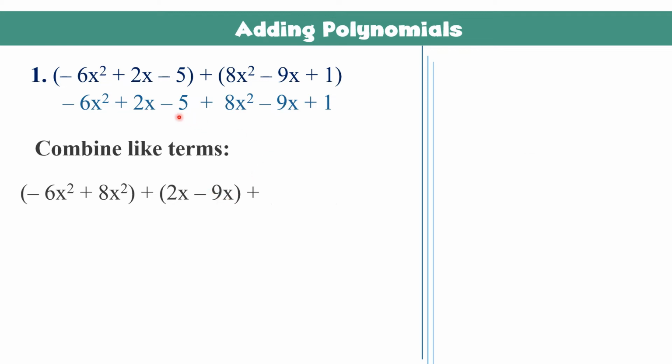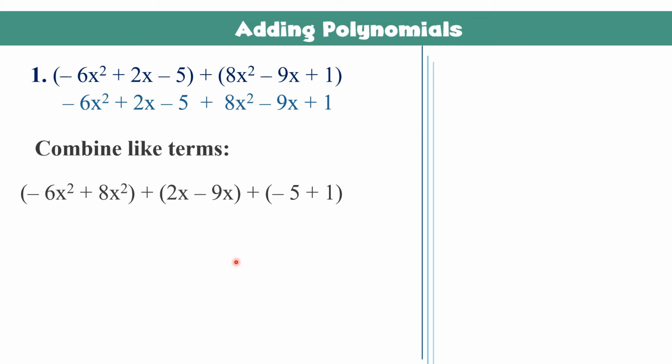Then we still have a term here, negative 5, and this one is a constant term. Therefore, we may combine this to another constant term. And we have here positive 1. So negative 5 will be combined with positive 1. Let us now add them.